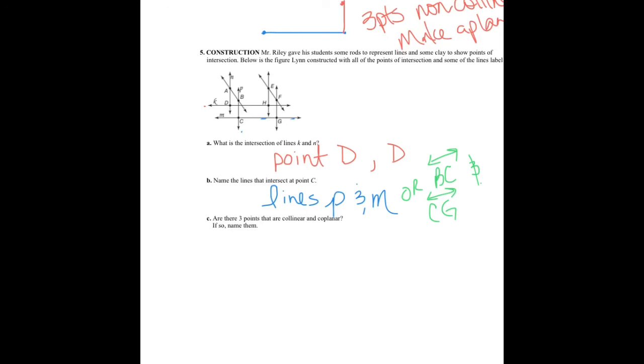Are there three points that are collinear and coplanar? If so, name them. So let's see. If there are three points that are collinear, that means that there are three points in a line somewhere on this diagram. This line only contains two points. This line only contains two. Contains two. Contains two. Contains two. No. So the answer is no.